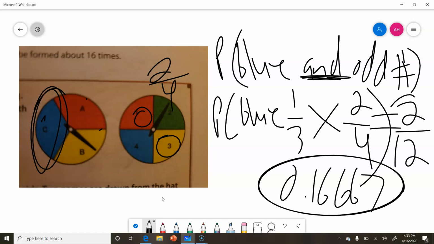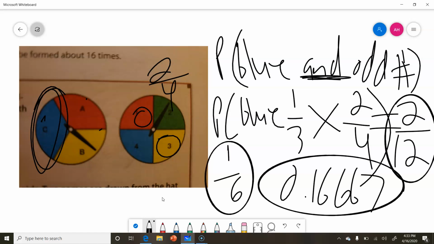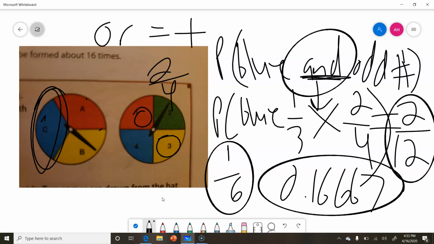0.1667. Okay, so I could leave it as 2 over 12. Actually, you want to reduce it to 1 out of 6, which is the same thing as 0.166. So the key is to look at the word "and," then you multiply, and the word "or" equals adding.